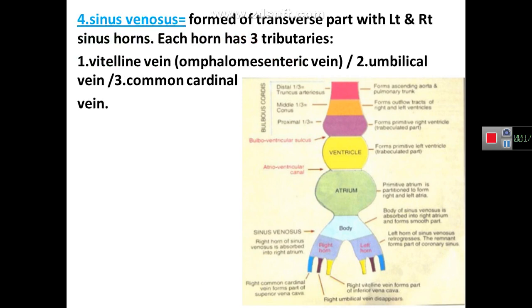The sinus venosus, as we said a while ago, is formed of a transverse body and right and left horns. And each horn receives three tributaries: the vitelline vein from the yolk sac, which is also called the omphalomesenteric vein, the umbilical vein, and the common cardinal vein that drains the body of the embryo. Of course, the umbilical vein is connected with the placenta via the umbilical cord, while the common cardinal vein drains the body of the embryo by anterior and posterior cardinal veins.